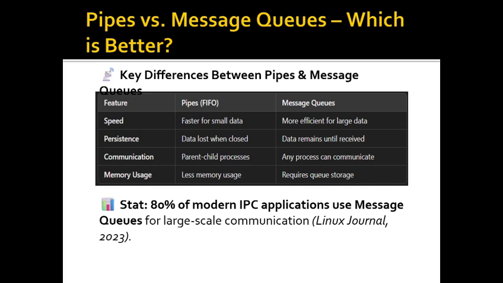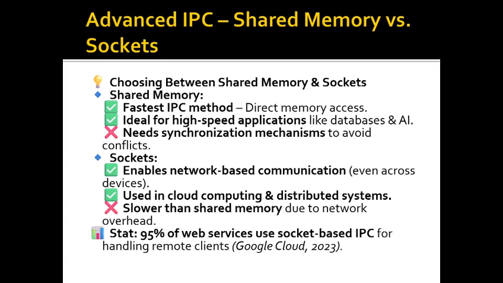Communication between parent and child process. Any process can communicate. Memory usage: less memory usage requires queue communication. Storage. Advanced IPC: shared memory versus socket.